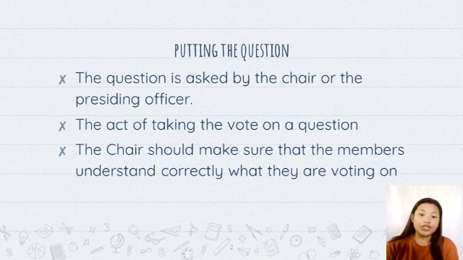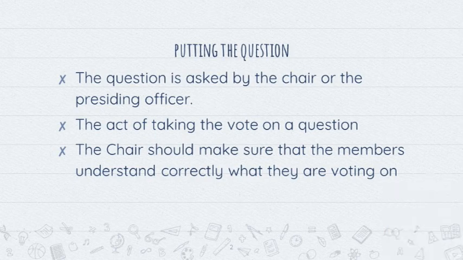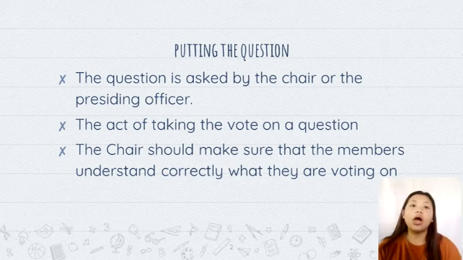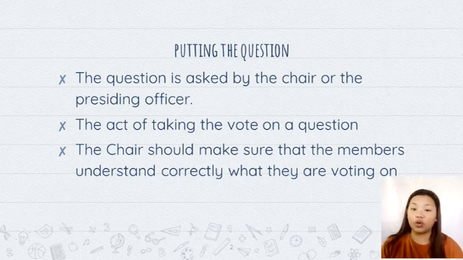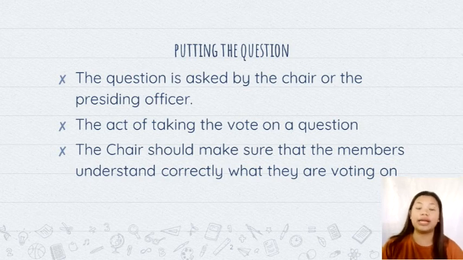So, putting the question. The question is asked by the chair or the presiding officer. This is the act of taking the vote on a question. A question may be voted immediately after it is stated by the chair or as soon as a debate or a discussion is closed. If the motion is undebatable, the chair takes a vote on it immediately. But if it's debatable, it is not put to a vote until sufficient time has been given for a debate or discussion. So, if no one rises to claim the floor, the chair proceeds to take the vote unless interrupted.